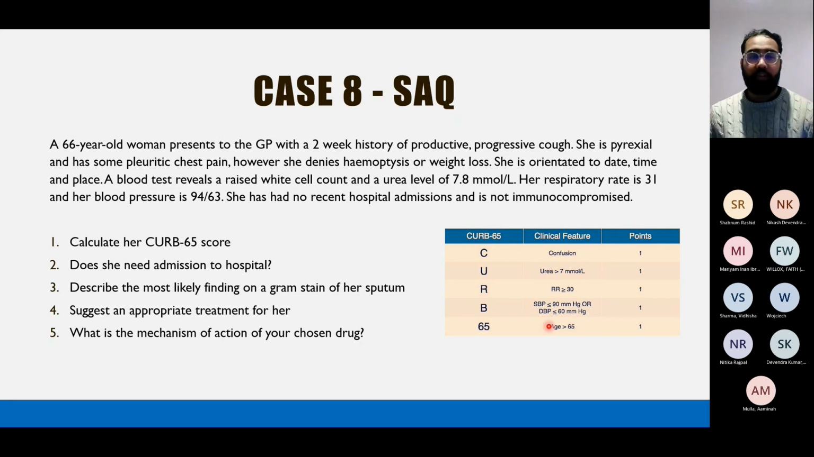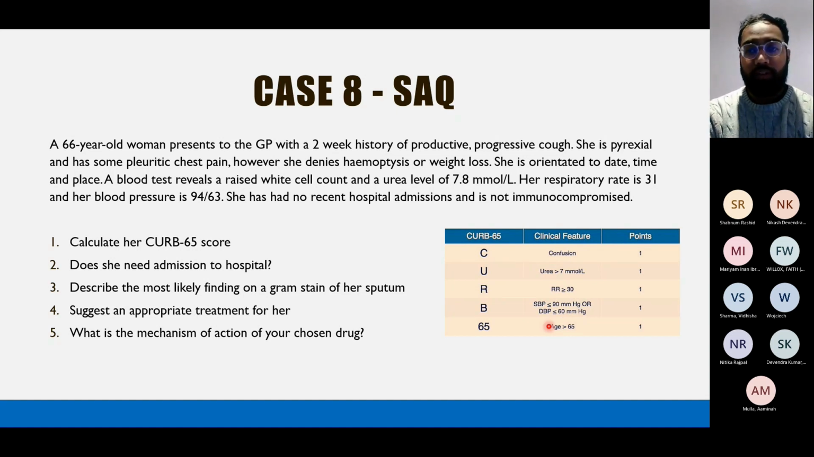So 1 minute left, guys. Just some clues. So we're thinking about pneumonia here. If you were confused about the diagnosis because you've got productive cough, pyrexial, and then massive clue is I've given you all of the different parts of the CURB-65 score, which points towards pneumonia.